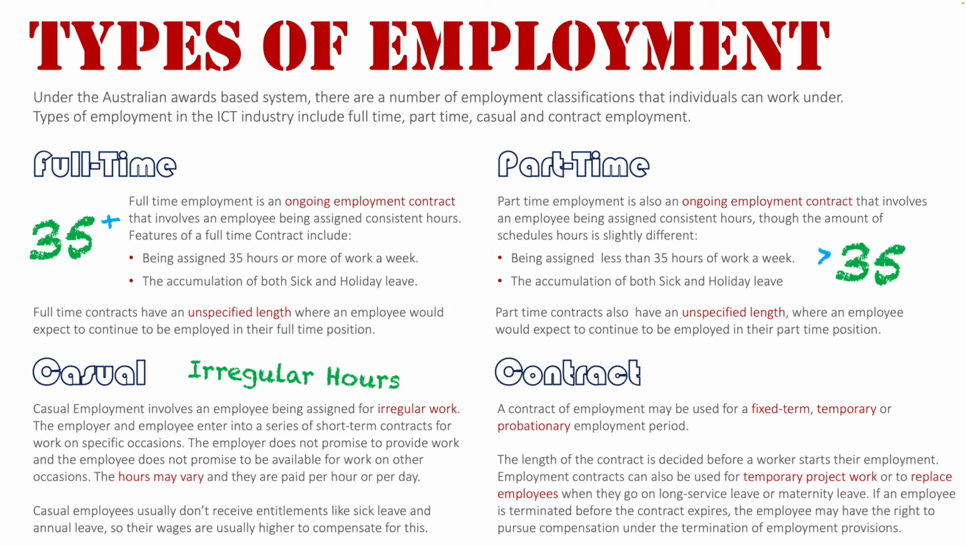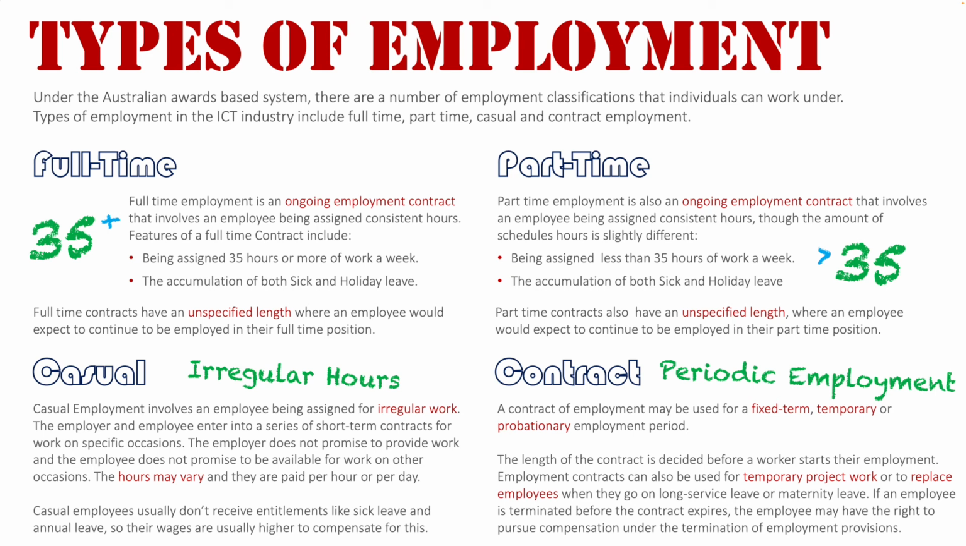If an employee is terminated before the contract expires, the employee may have the right to pursue compensation under the termination of employment provisions. While they are in their actual contract duration, they have a right to their consistent hours. And if there is any sort of termination, there needs to be evidence on the employer's end to say why they've had to release them from their contract beforehand. What we're saying here is it's periodic employment. They're employed for a specific period.